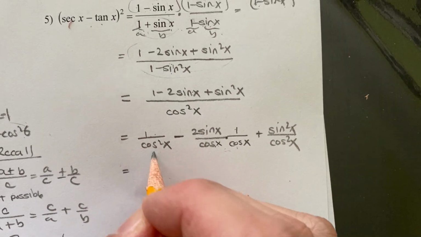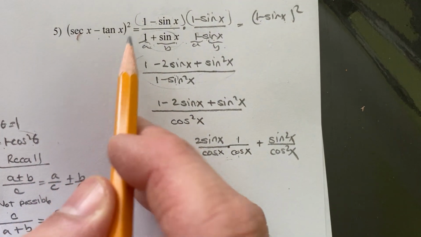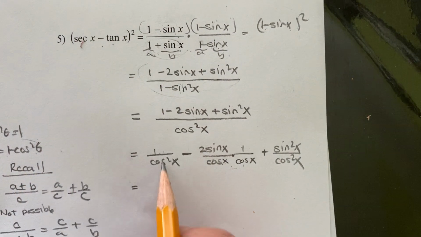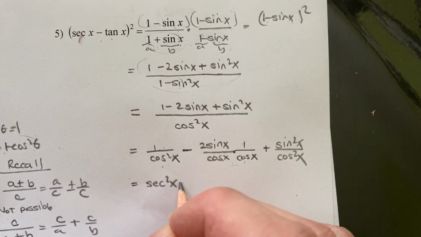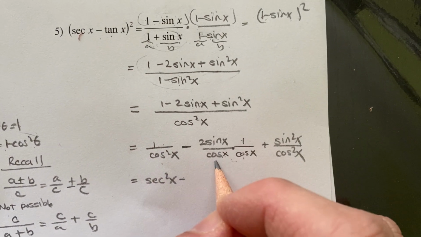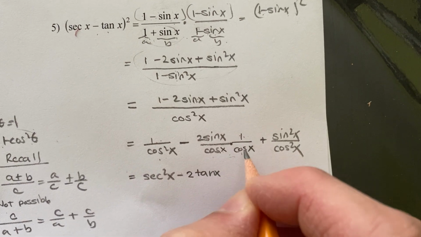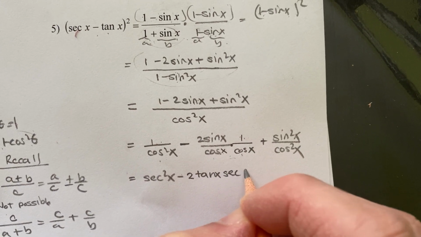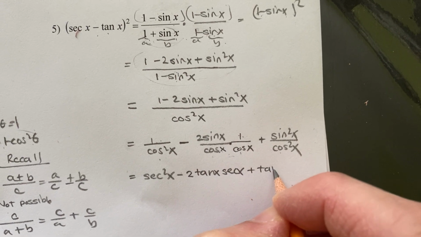Now, what's 1 over cosine squared x? You're like, where are you going with this? Remember, it has to look like the left-hand side. Well, 1 over cosine squared is secant squared x. What's sine x over cosine x? That's just tangent x. What's 1 over cosine x? That's secant x. What's sine squared over cosine squared? That is tangent squared x.